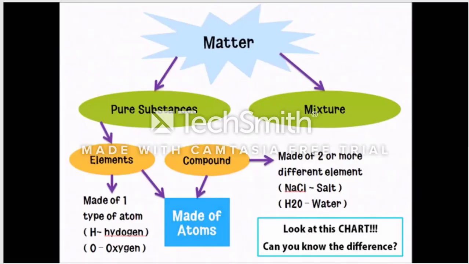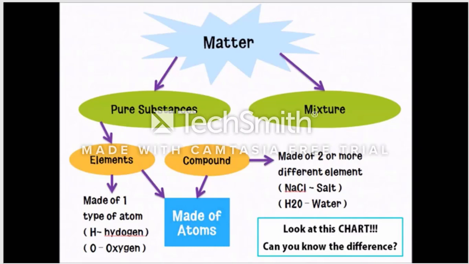Matter consists of two categories: pure substances and mixtures. Pure substances are the pure ones, and mixtures are the impure ones. Pure substances are made up of elements. So what is an element? An element is a pure substance which is made up of one type of atom. It only consists of one type of atom. For example, a hydrogen element is a substance made up of hydrogen atoms.